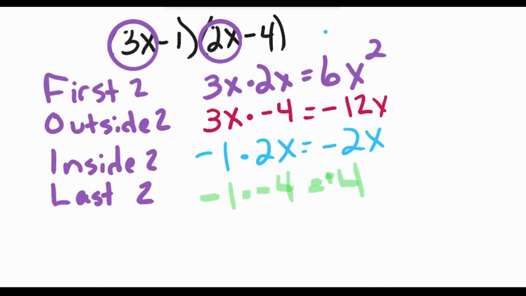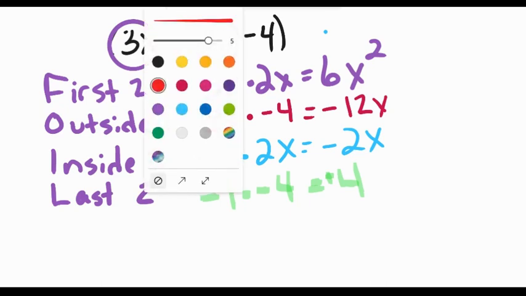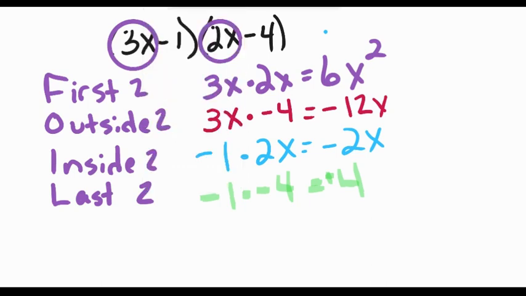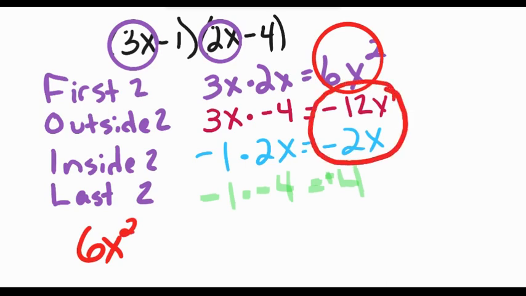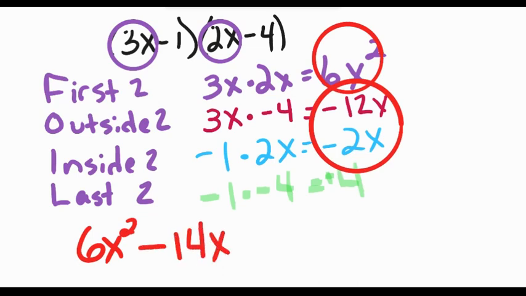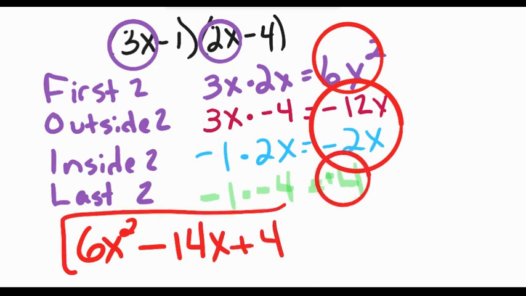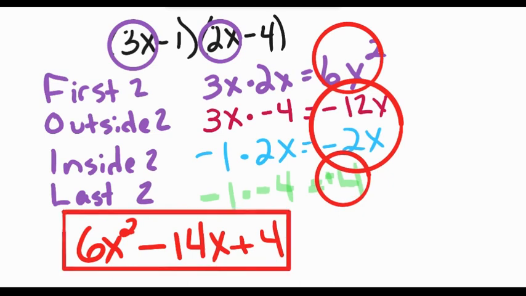And then we're just going to put it all together. So I think I'll make it red again. So I have the 6x squared. Notice that there's nothing I can combine that with. So that's going to start off my polynomial. And then I'm going to look at the negative 12x and the negative 2x. They're like terms. I can combine them. So when I combine them, I get negative 14x. And then I have a positive 4, which can't combine with anything. And it looks like this. That is how I would do the FOIL method.